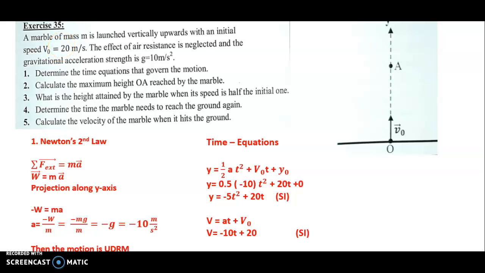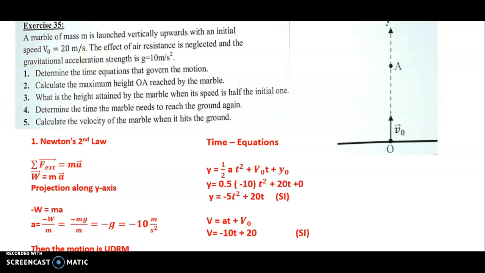In order to determine the time equation that governs the motion, we need first to specify the type of motion and to know whether the motion is uniform, or in other words, if the speed is constant and the acceleration is zero or not, or if the speed varies and the acceleration is positive or negative. We need to apply Newton's second law to find the acceleration in this case.